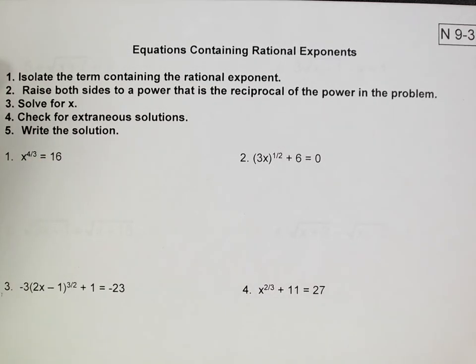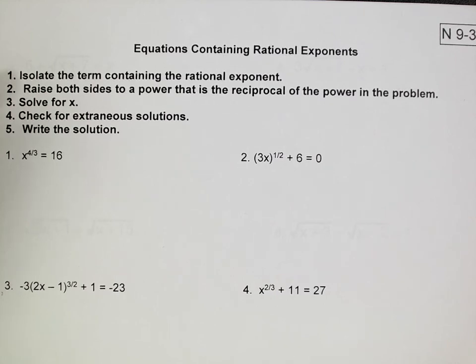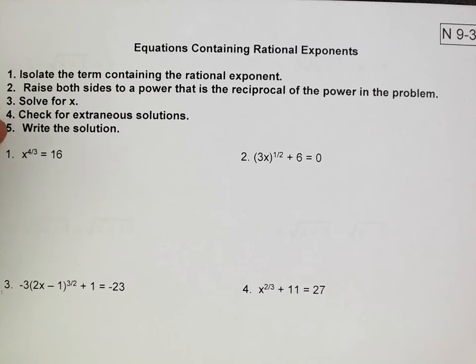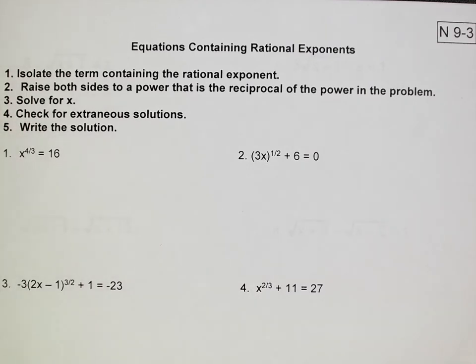Step number 2 would be to raise both sides to a power that is the reciprocal of the power in the problem. Then we're going to solve for x, then check for extraneous solutions, and then write the solution afterwards. I know you're probably not familiar with what that means, so we're going to go ahead and do a few of these so you can become more familiar with how to work them out.